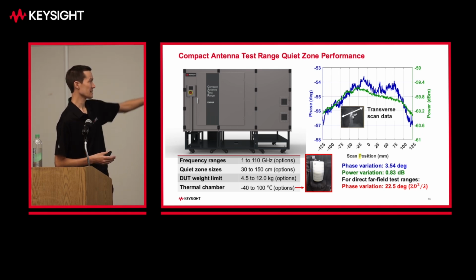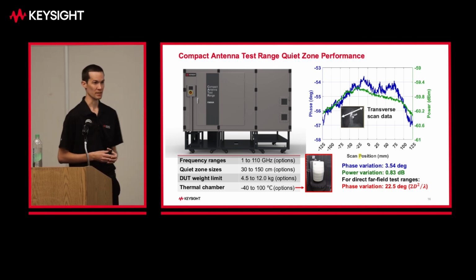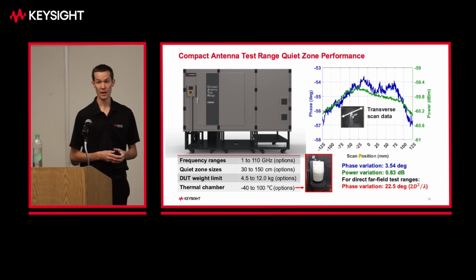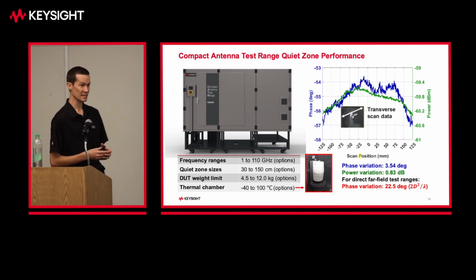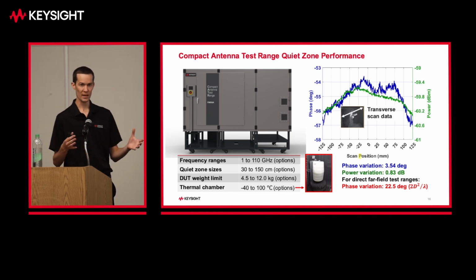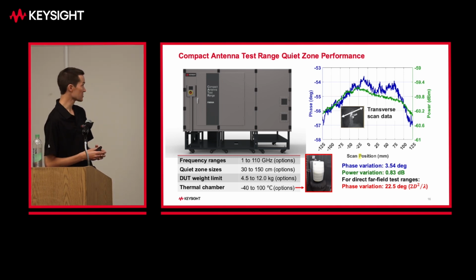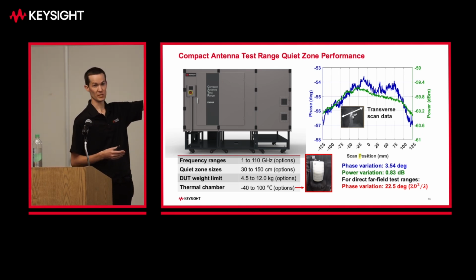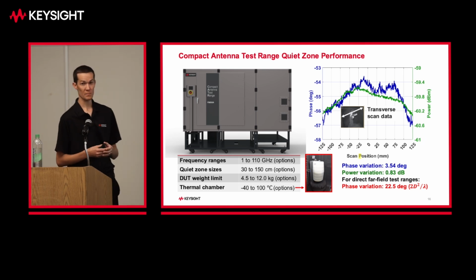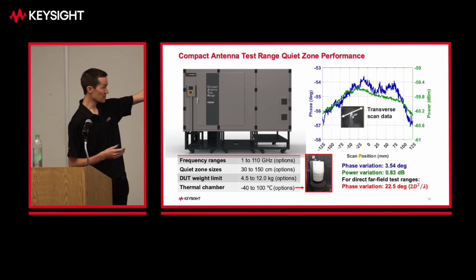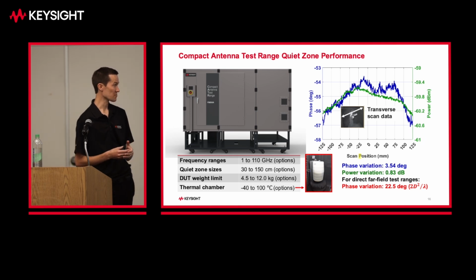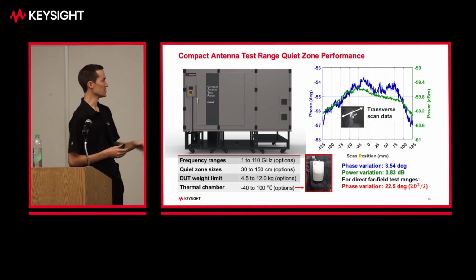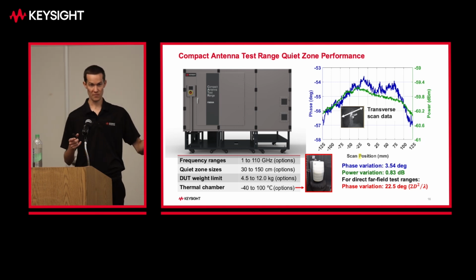But what I really want to highlight here is the quiet zone performance of our CATRs. This is an F9650A model, so it operates from 6 to 110 gigahertz, and I believe there are several quiet zone options from 35 to 55 centimeters. And what you see in this plot on the right is data that was collected from a transverse scan of a broadband gain horn across a 25 centimeter cross section of that quiet zone. And what you can see is that the phase variation is quite low. It's about 3.54 degrees, and the power variation is about 0.83 dB over this 25 centimeter cross section.